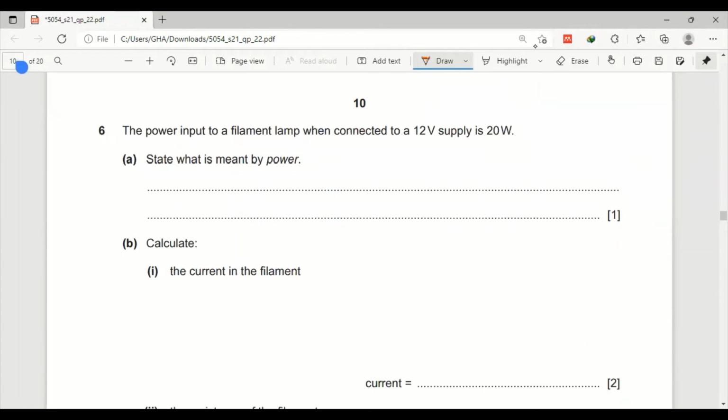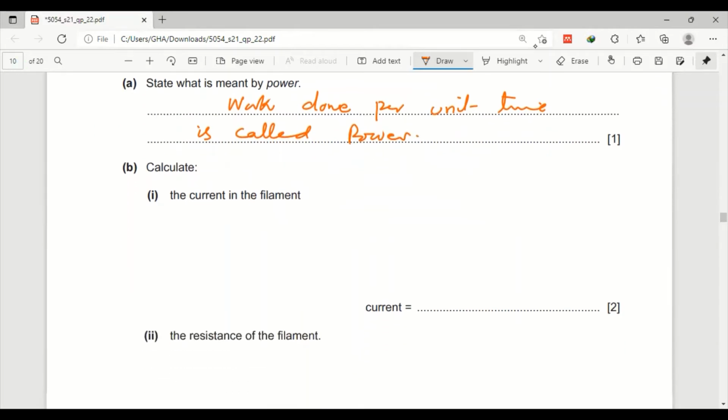Next, question number 6. The power input to a filament lamp when connected to a 12 volt supply is 20 watt. State what is meant by power. Power is work done per unit time. It means how much work is done in 1 second. That's power.